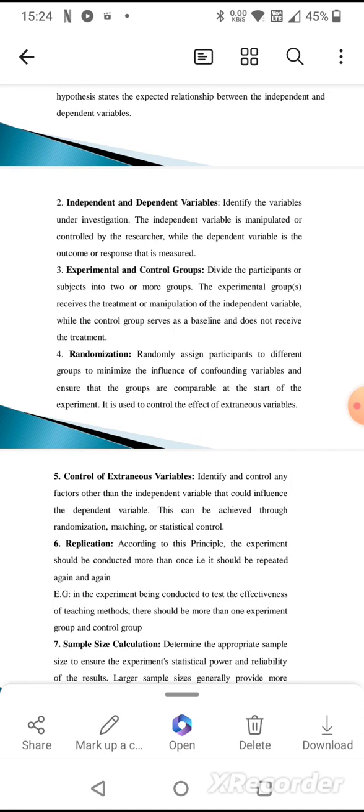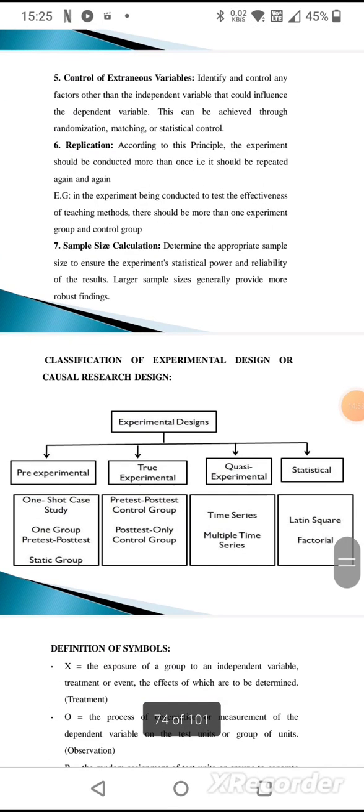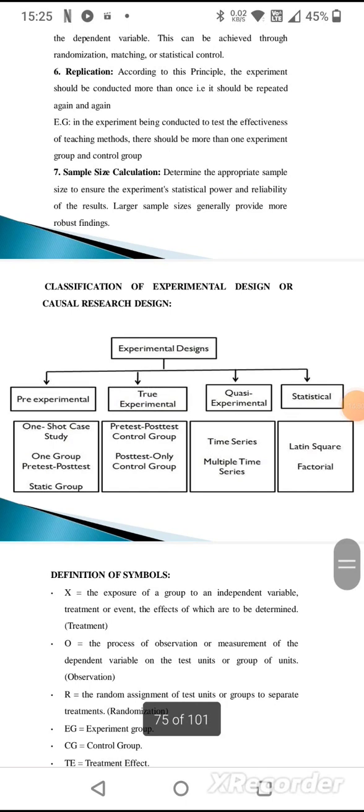And next is the sample size collection. Determine the appropriate sample size to ensure the experiment's statistical power and reliability of the results. Larger sample sizes generally provide more robust findings, that is, more reliable or better findings. So these were the different steps of your experimental research or causal research design.